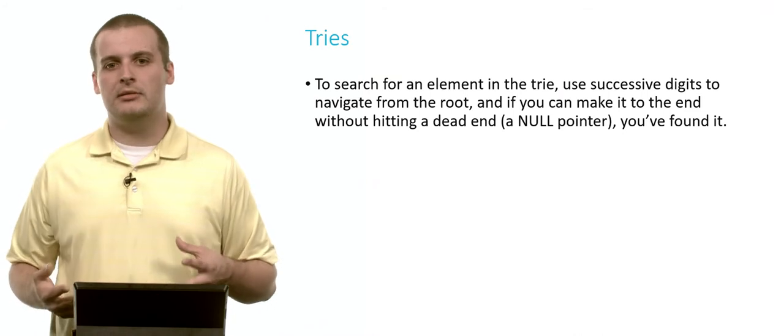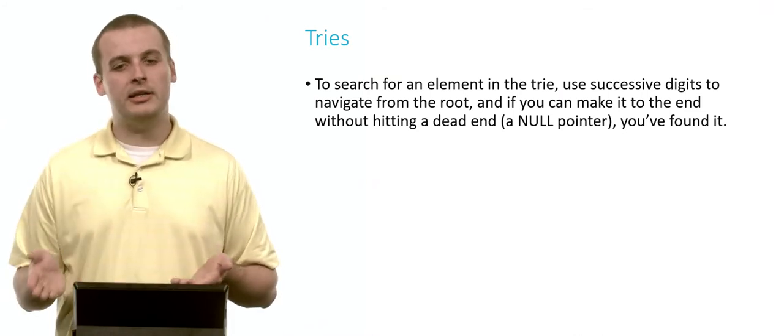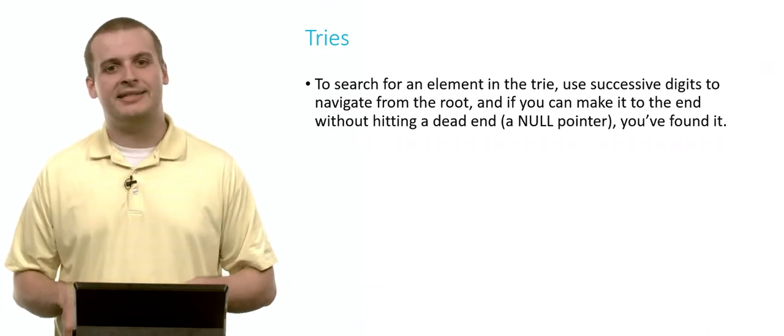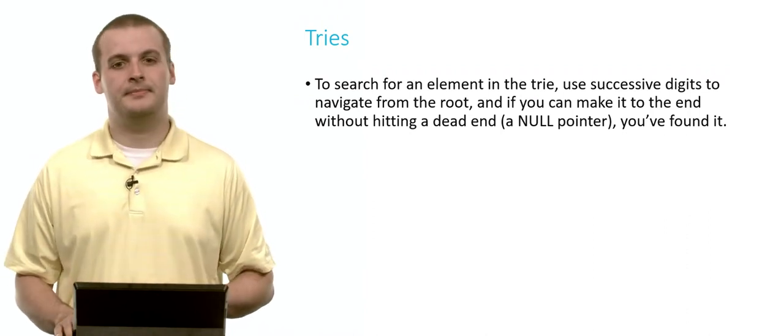Now we just use the digits of the key to see if we can navigate from the root to where we want to go in the trie. If we hit a dead end at any point, then we know that element can't exist, or else that path would have already been cleared. If we make it all the way to the end, all we need to do is look down and see if that's the element we're looking for. If it is, success. If it's not, fail.